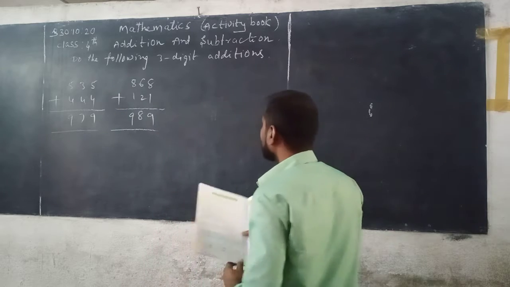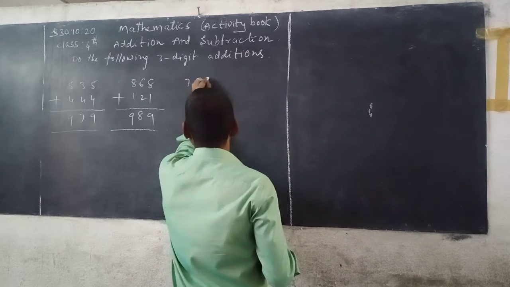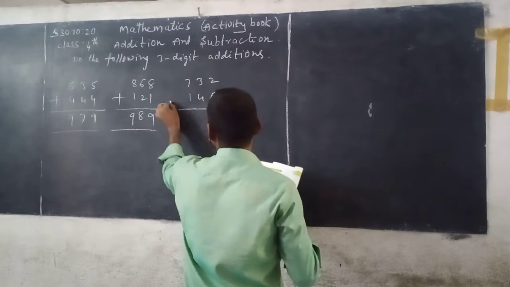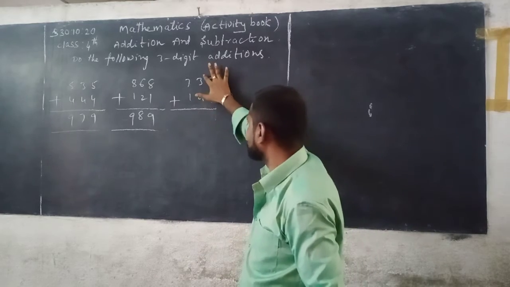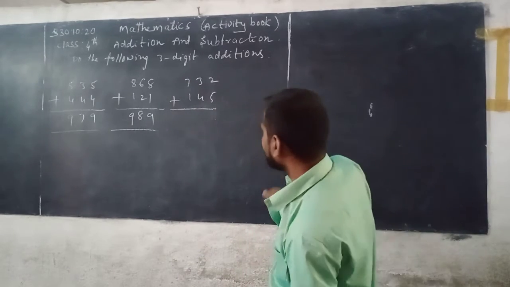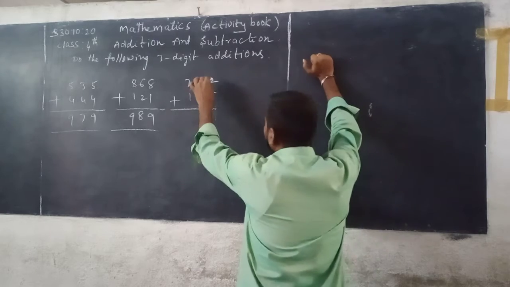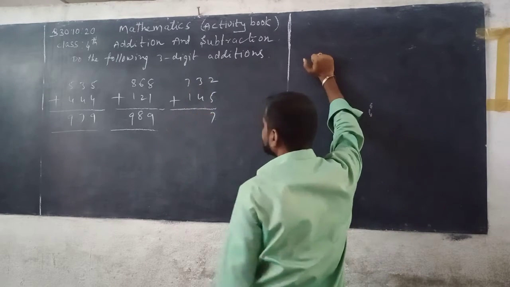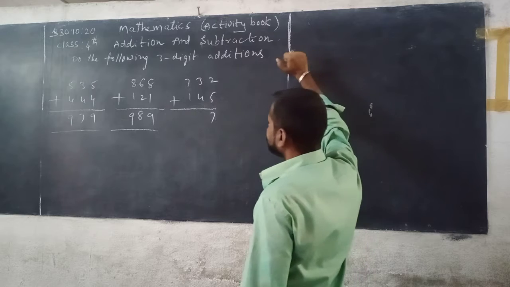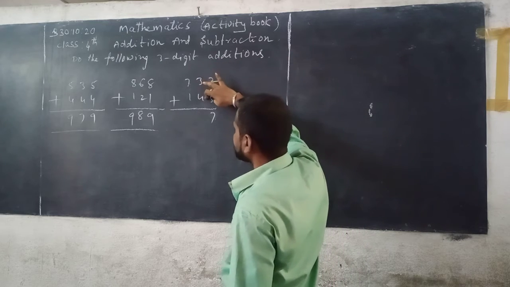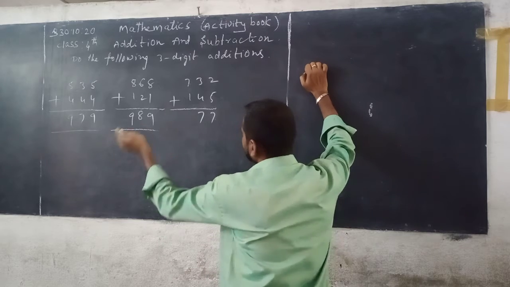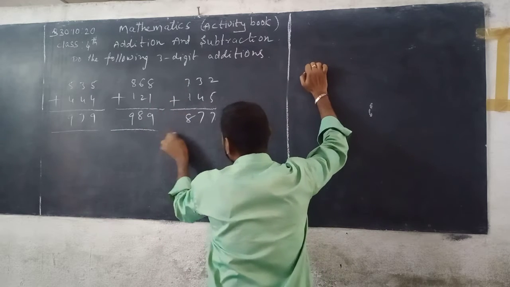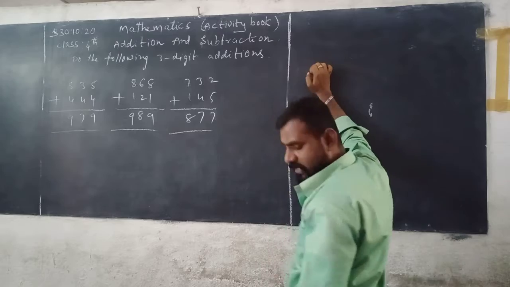Now next, 732 plus 145. So first write the given numbers column-wise according to their places. This is ones place, tens place and hundreds place. Now here first add the digits in ones place. 2 plus 5, you get 7. Write down in ones column. Next add the digits in tens place, that is 3 plus 4, you get 7. Write down in tens column. Next we add the digits in hundreds place, that is 7 plus 1, you get 8. Write down in hundreds column.